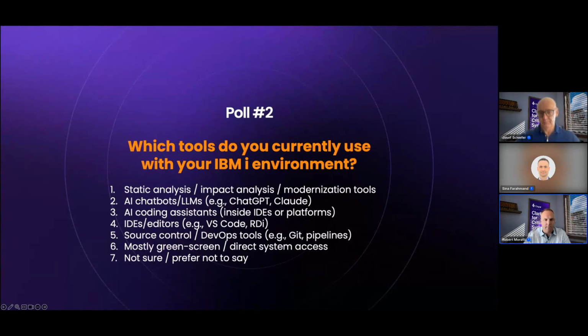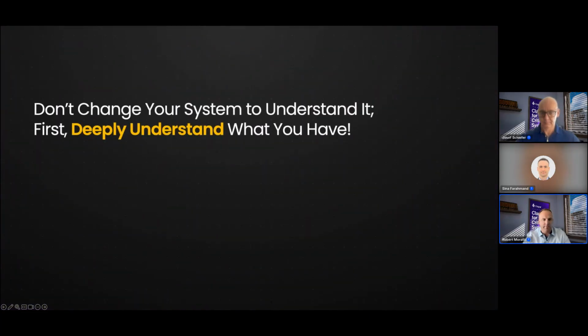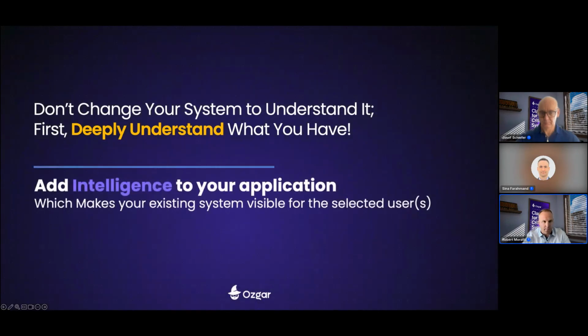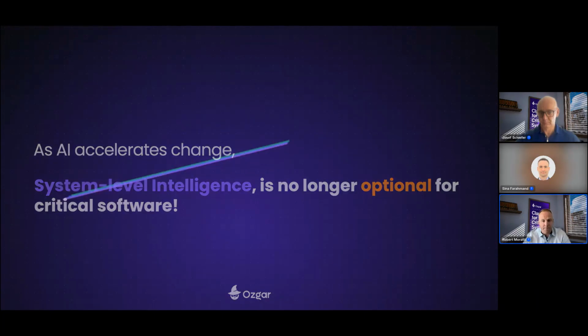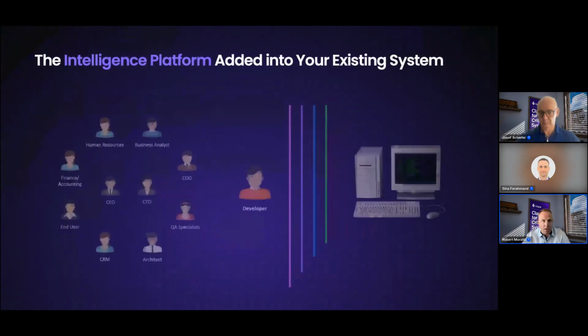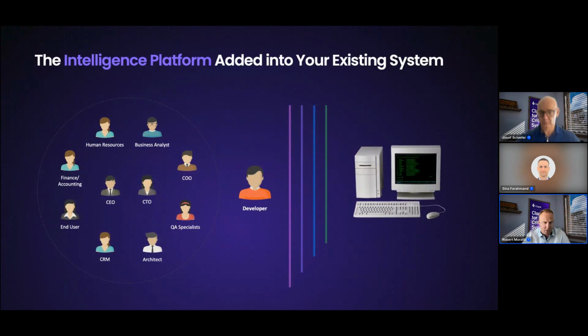Okay. Fantastic. Thank you. So, what we always say is don't change your system to understand it. First, deeply understand what you have. And that's where Osgar comes into play. We add intelligence to your application, which makes your existing system visible for the selected users. As AI accelerates change, system level intelligence is no longer optional for critical software. Now, you might be wondering how we do that. We add that through this intelligence platform.